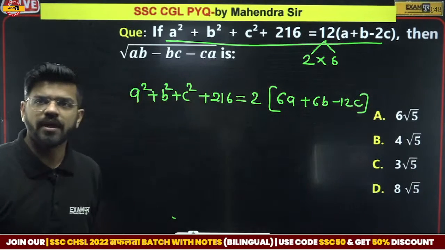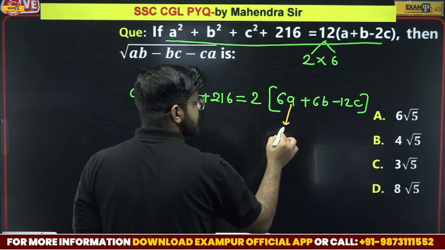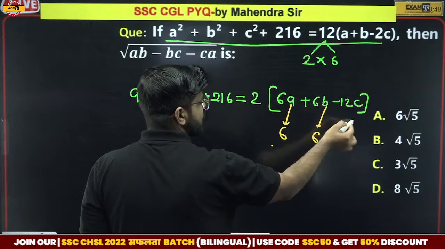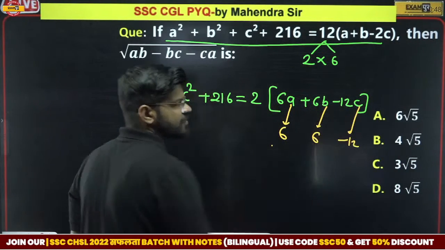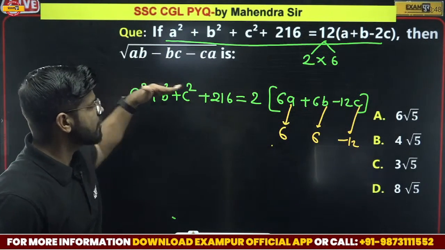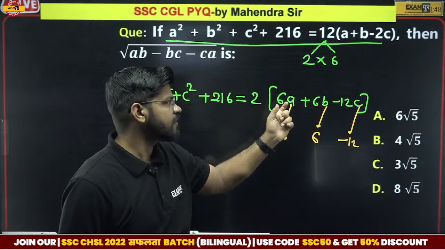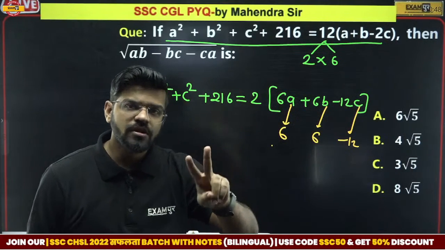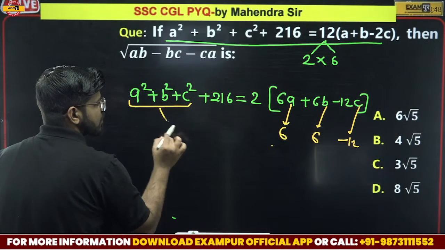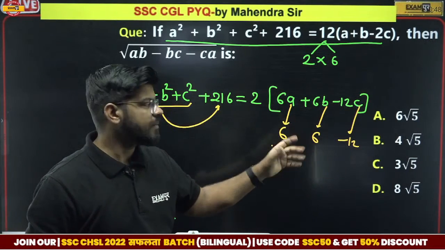Now what is the magic? Magic is that we have got a value, that is 6, the coefficient of a. What is the b value? The b value is 6, the coefficient of b. And what is the c value? It is minus 12, the coefficient of c. So if you form this question in this format, you will get the values of a, b and c directly. Two more things you will get here. You will get the value of this thing, which is equal to this 216.